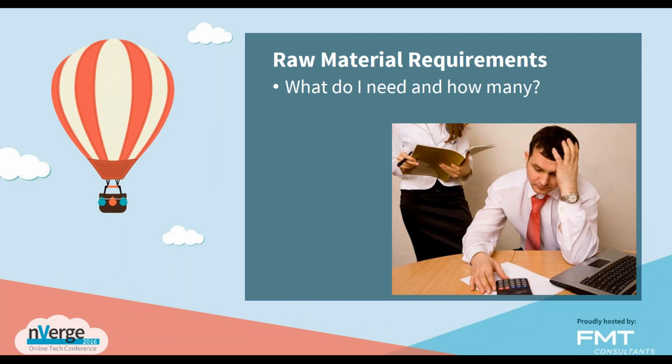But let's see, the key thing is, what do I need and how many? And then when do I need them? And how can I place all these orders? You know, you've got materials from multiple suppliers. How do I get this done a little quicker so that my buyer or my supply chain manager doesn't spend an entire day trying to issue purchase orders for a single work order?